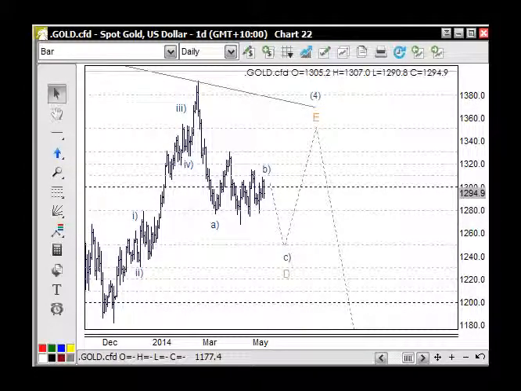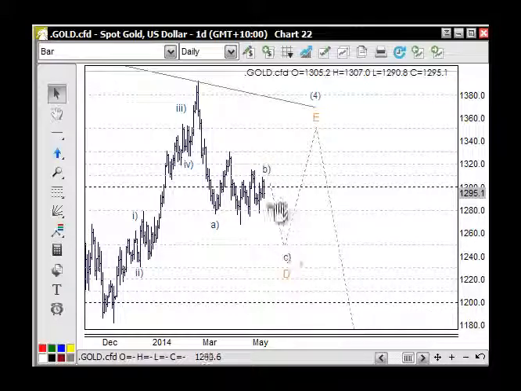Welcome to Commodities, and all markets have turned lower, including gold that we're looking at here on the daily chart. We were expecting it anyway, and now it's trading under the 1300. So we're looking at this B wave here being completed and a move down here further.